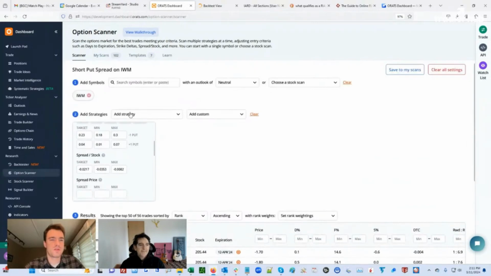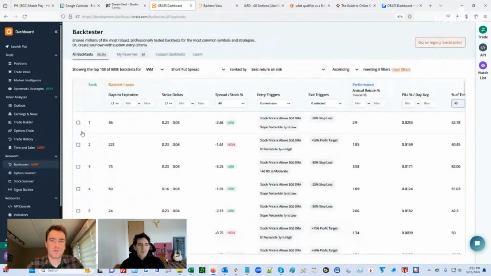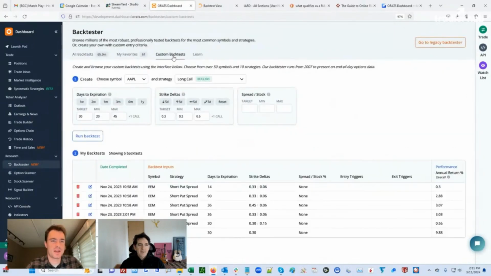Do you want to go over some of the differences between the custom backtester that we have available with the pre-canned, so in the dashboard, and then versus the legacy? Sure. So the custom backtester, you go in and you could set the days to expiration, strike deltas, and then this is the spread yield that we talked about earlier. So it's a lot faster. And so if you just have a basic backtest to go check, this is the one to do. But if you have more settings that you'd like to do, then you would go to the legacy backtester.